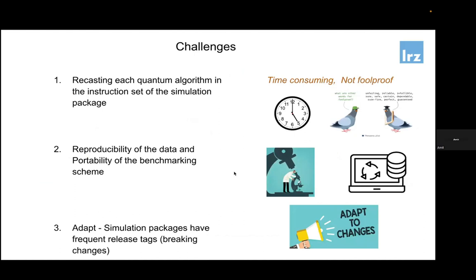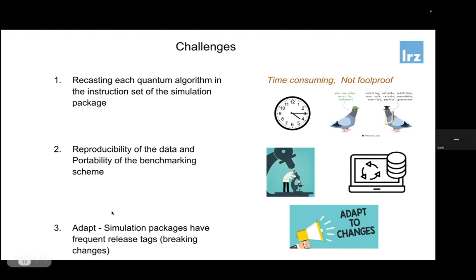The main challenge in doing an end-to-end automation of this is that it is time consuming and not foolproof. Recasting each quantum algorithm in the instruction set of the simulation package is not always foolproof, because we can miss instructions while rewriting this in different packages. It is also time consuming because you have to adapt it to each package. And even if you do such a thing, the reproducibility of the data and the portability of the benchmarking schemes still seem to be an issue, because we can't transfer the entire setup to a new HPC cluster, deploy it and test it for ourselves.